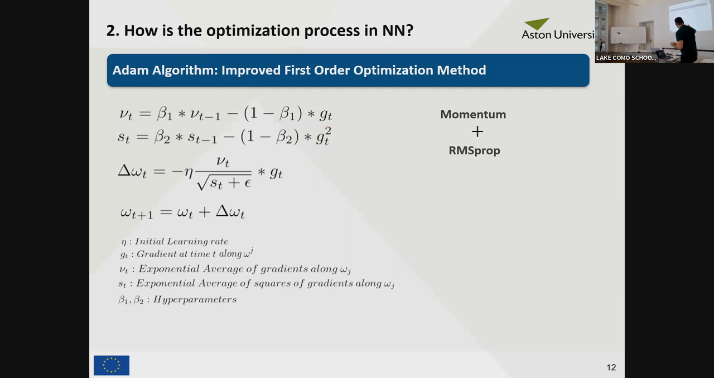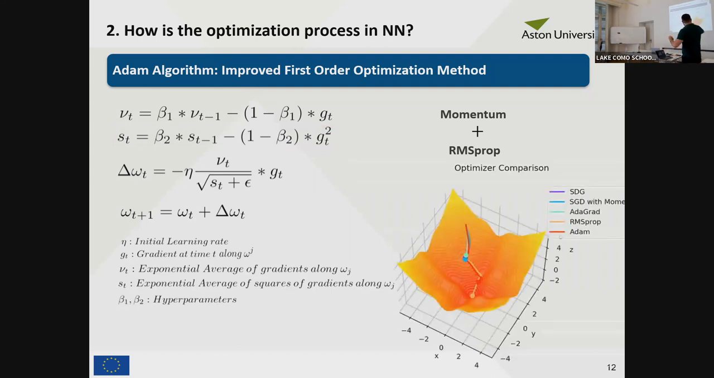This was a simple simulation showing how Adam and RMSprop learn really well and really fast, while stochastic gradient descent with just the momentum was struggling. It first fell into this local minimum and then found the global minimum. So this is more or less some background. I even took more time than I expected on the optimization block of the training.